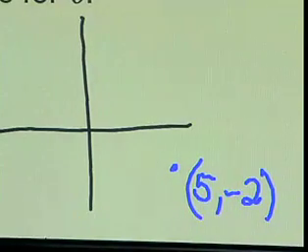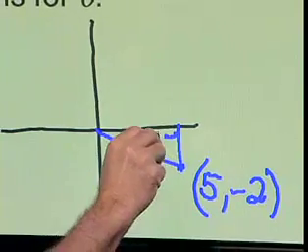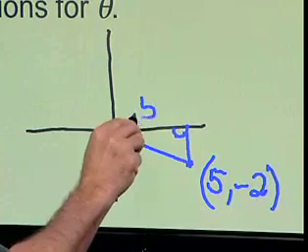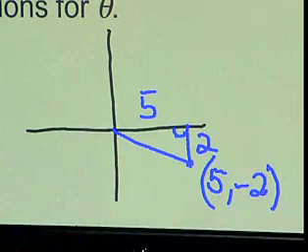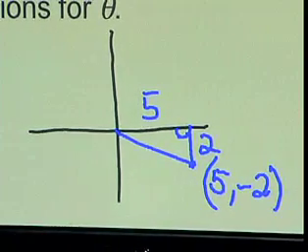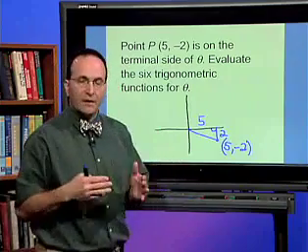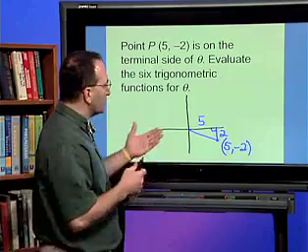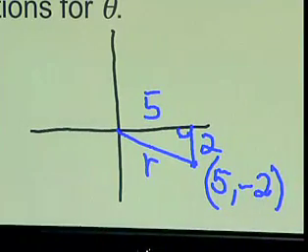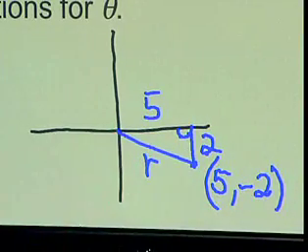And if we draw a right triangle, it would look like this, where we know this is 5 and that is 2. And we can calculate r, which we were given the formula for, which of course is the square root of x squared plus y squared. But also you realize that just comes from the Pythagorean theorem, where we have 2 squared plus 5 squared would be equal to r squared.